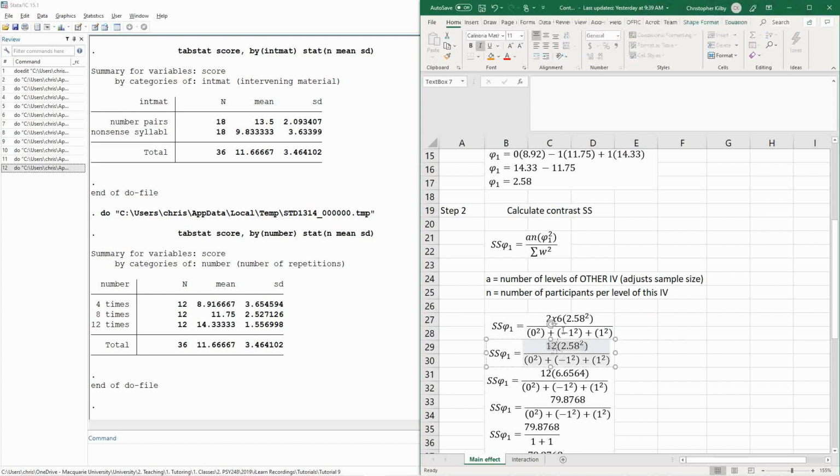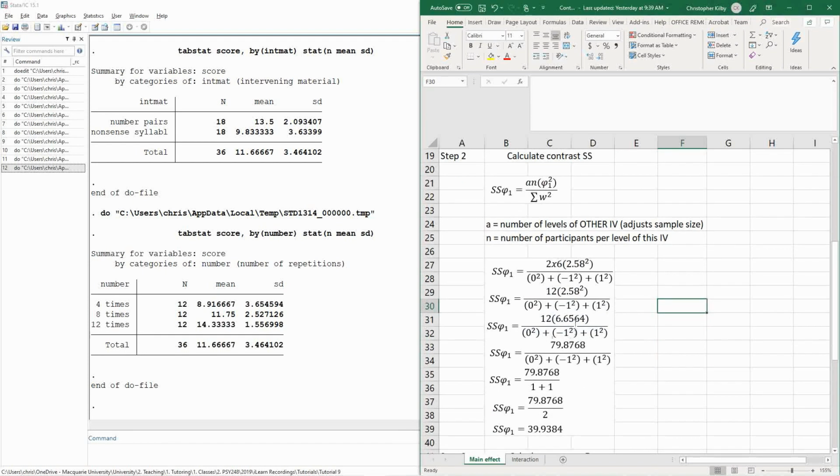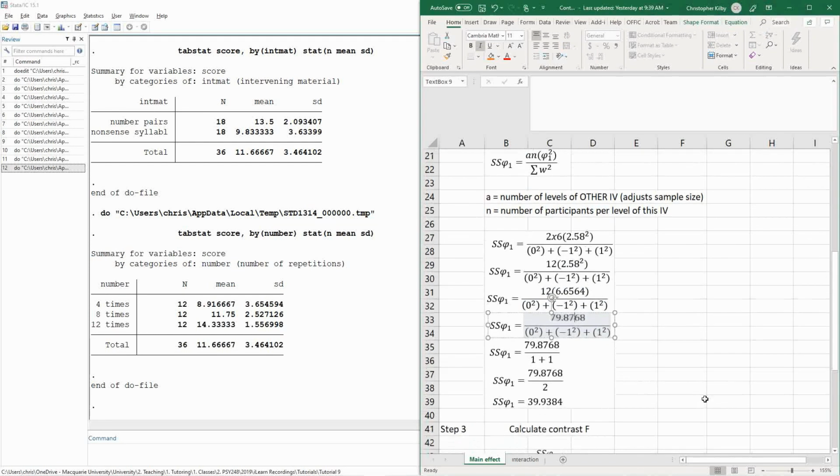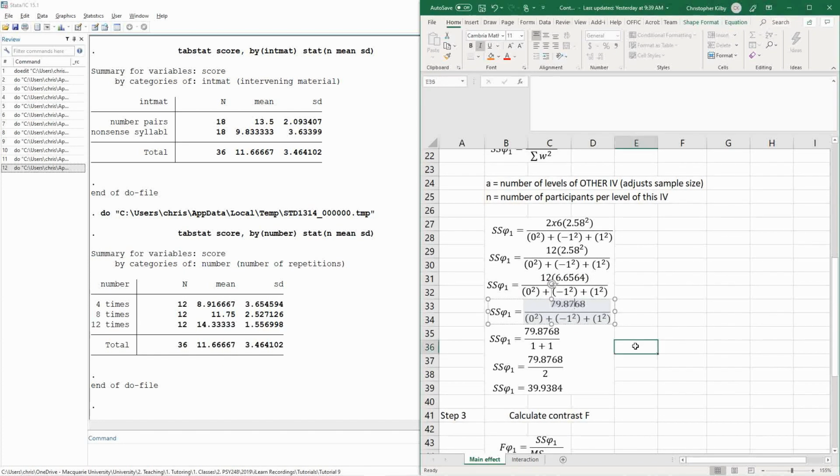So then I go 2 times 6 gives me 12, and I've left everything else the same. And the next step of the equation, I go 2.58 squared. And then I go these two multiplied by each other, which gives me 79.8767. You can see I'm starting to use larger decimal places here. And then underneath, if I square out these numbers, I get 1 plus 1, which gives me 2. And 79.8 and a bit divided by 2 gives me 39 and a bit, almost 40. So the sums of squares for my contrast is 39.9384.